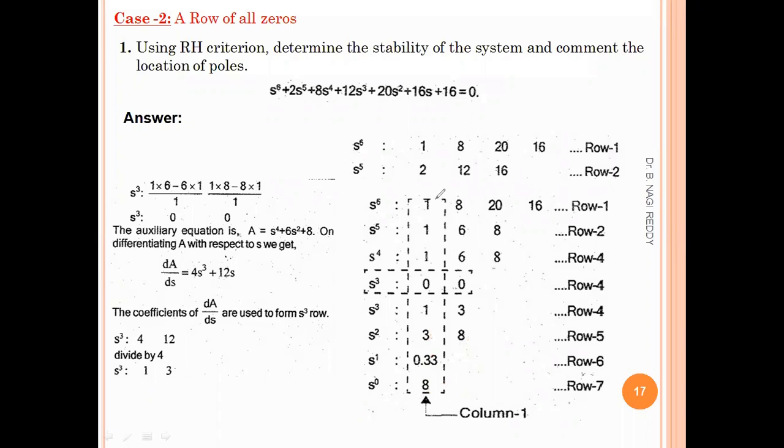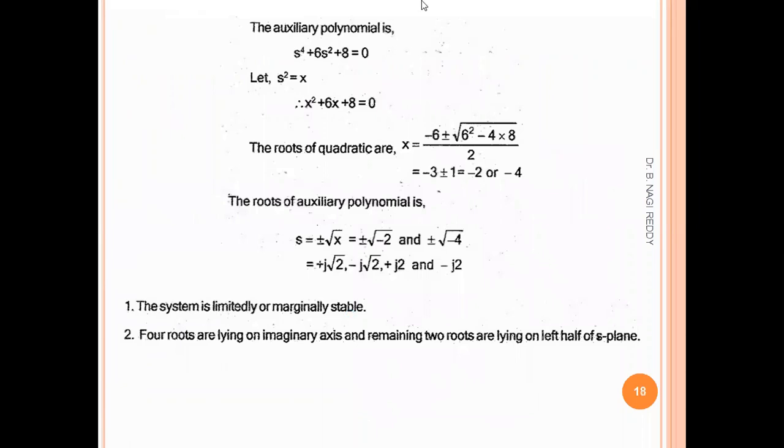Now look at this first column. However, we got all zeros in a row, and these zeros are replaced. So what we should do, what he has asked, is determine the stability. So we have to determine the stability, and we need to comment on the location of the poles. Okay. Now, from seeing this first row, we have all zeros in a row.